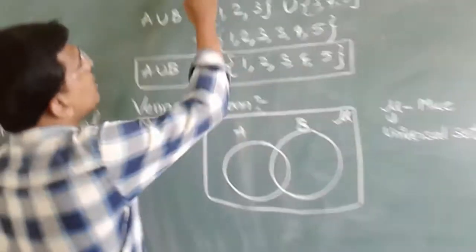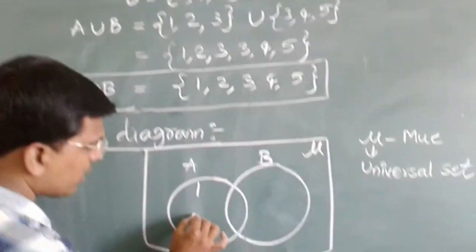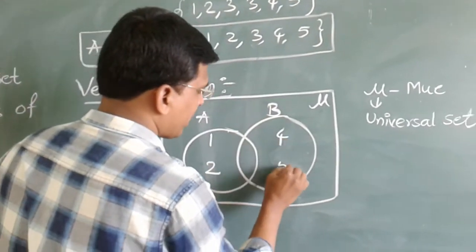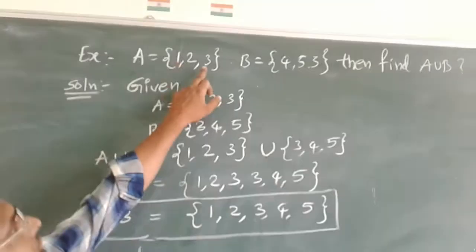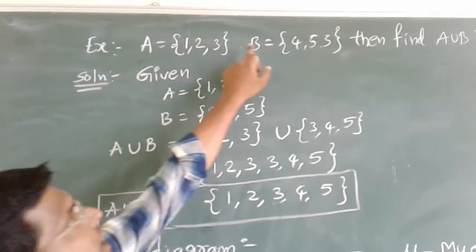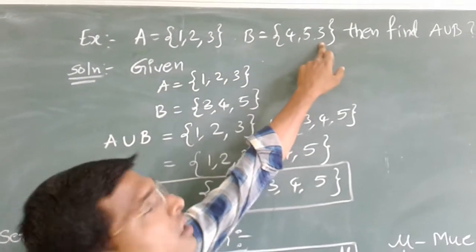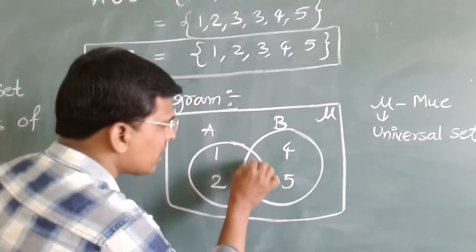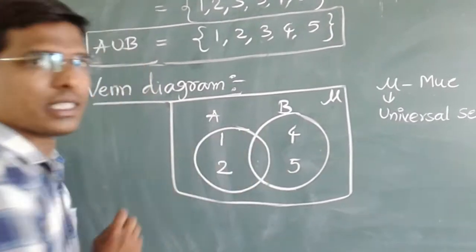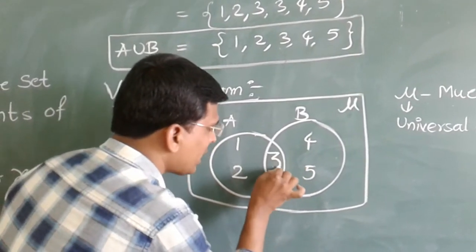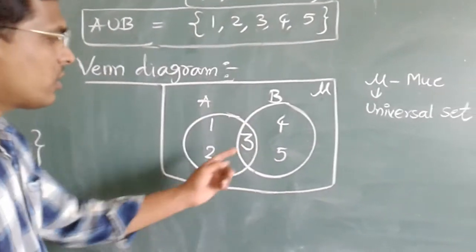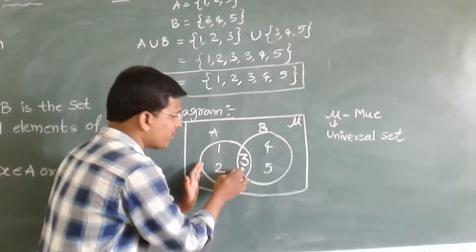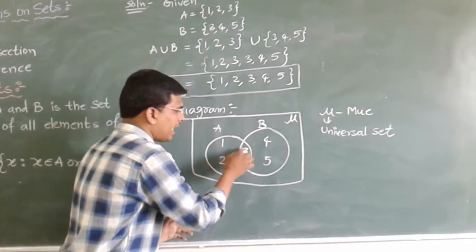What is set A? {1, 2, 3}. So write first 1 and 2. Next, what is set B? 4 and 5. In set A we have the element 3, and in set B also we have the element 3. So 3 is common to both sets A and B. This is the region which is common for A and B, so I am writing 3 in between these two. 3 belongs to set A as well as set B.